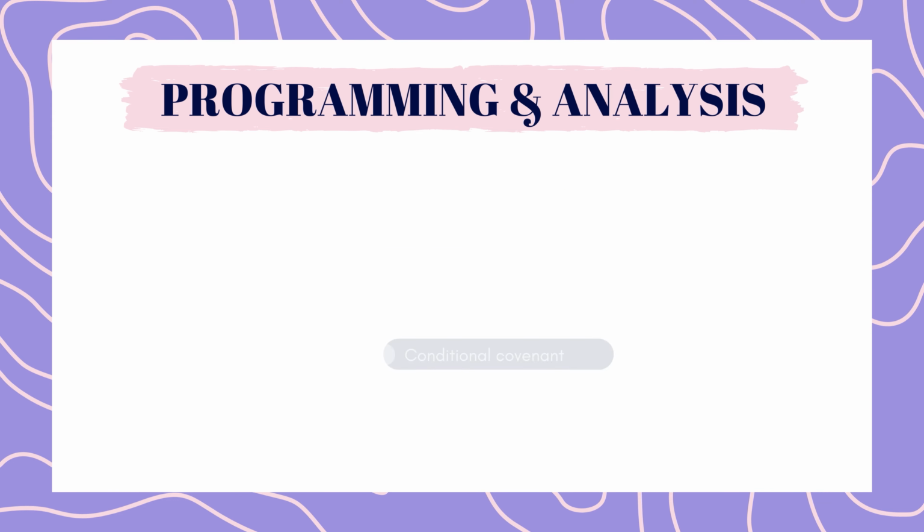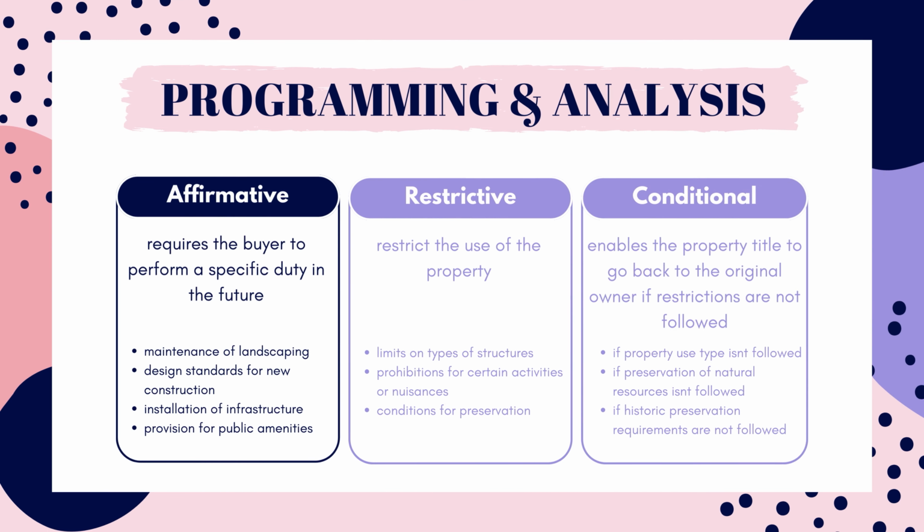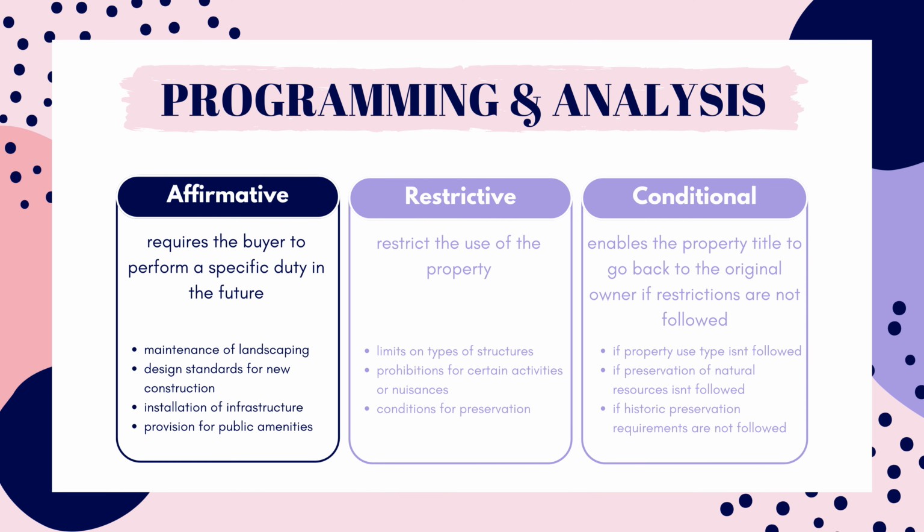An affirmative covenant requires a buyer to perform a specific duty in the future. This could be like maintaining landscaping or installing a fence after purchasing the property. A restrictive covenant is exactly as it sounds. It restricts the use of the property. This could be that you can only build single-family homes on it, or anything you build must be painted yellow, or maybe a portion of the property is a preserved environment, so you're not allowed to build in that area.